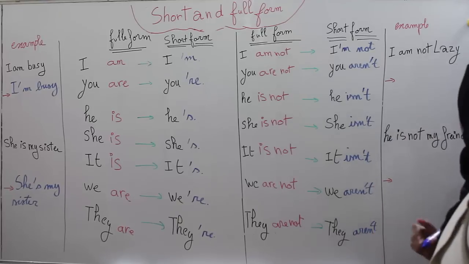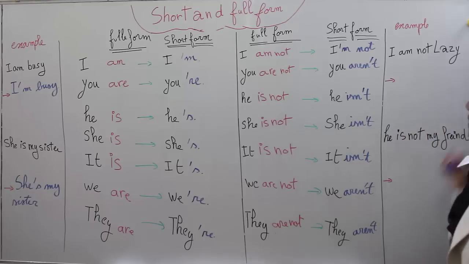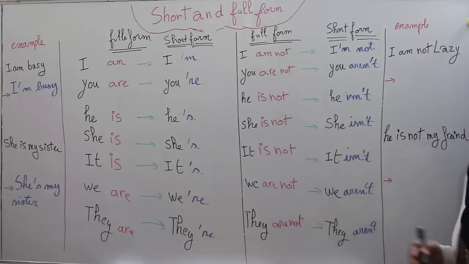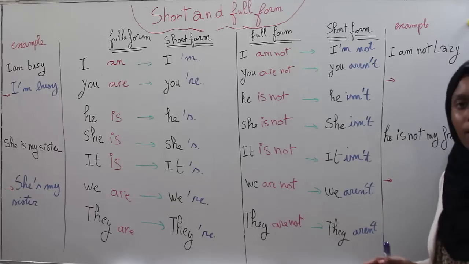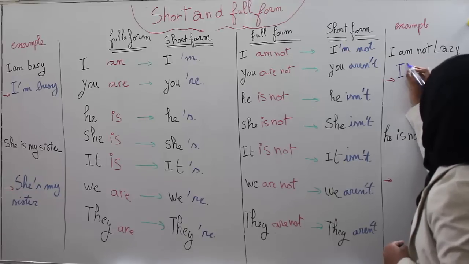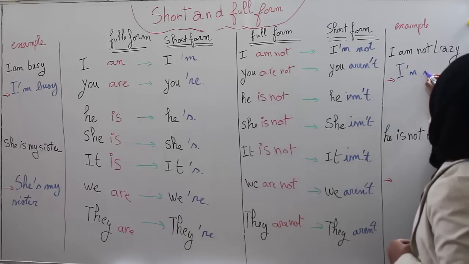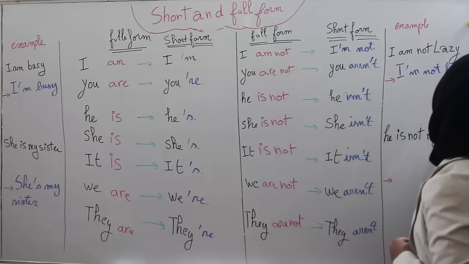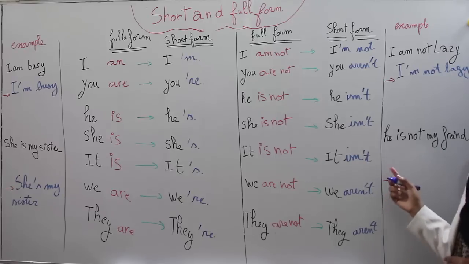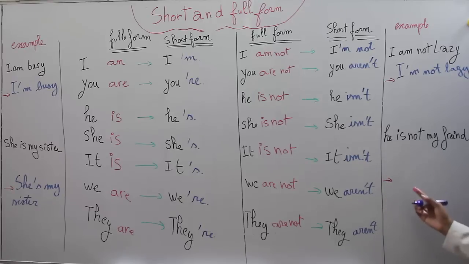Now let's give two examples. I am not lazy. I am not lazy. How will it be? I am not lazy. Right. He is not my friend. He is not my friend. He isn't my friend. He is not my friend.